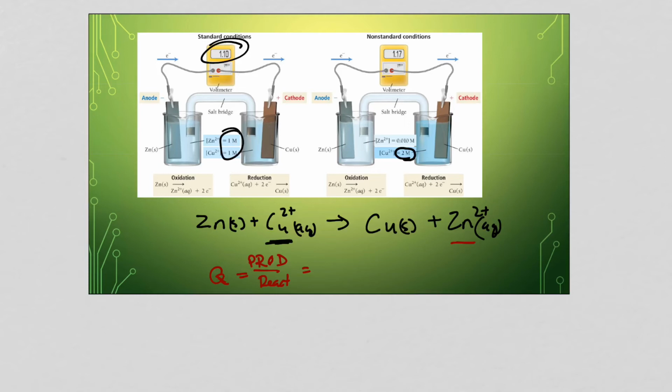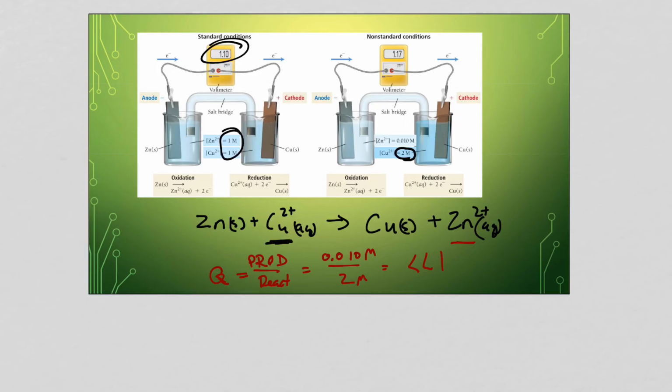Then if my products concentration is less than my reactant concentration, then my resultant value is going to be much less than 1, right? If I have a small number on top, big number on bottom.